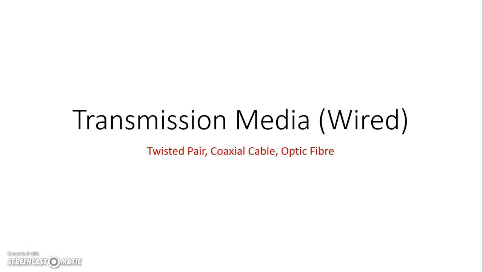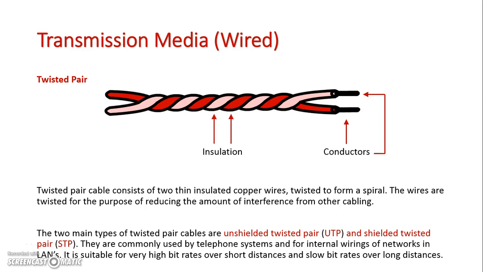We're now going to look at wireless transmission media, including twisted pair, coaxial, and optical fiber types of cabling. So, firstly, we're going to look at twisted pair, which may be either shielded or unshielded. Twisted pair cabling consists of two copper wires twisted together. These wires are twisted for the purpose of reducing the amount of interference coming from other types of cabling.